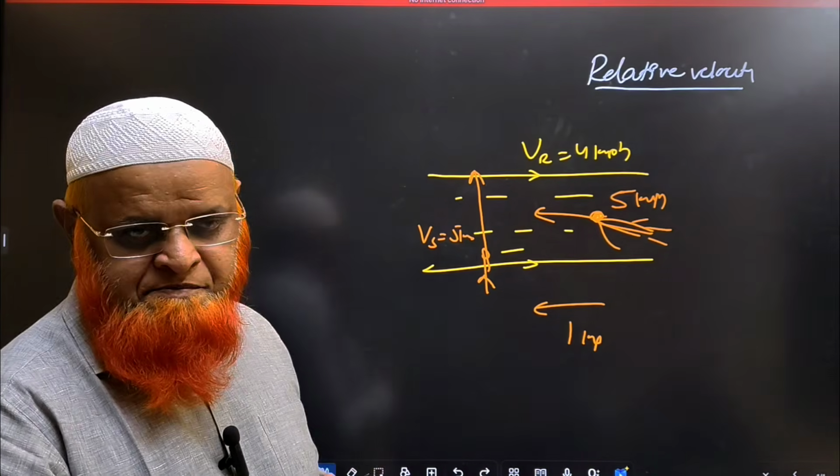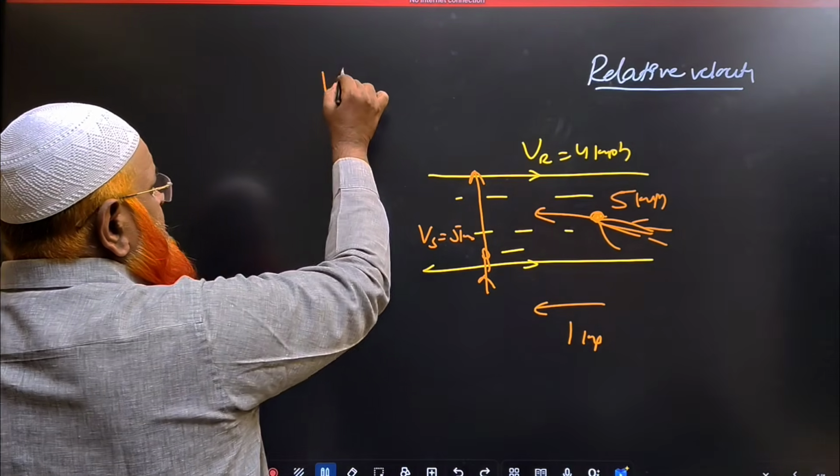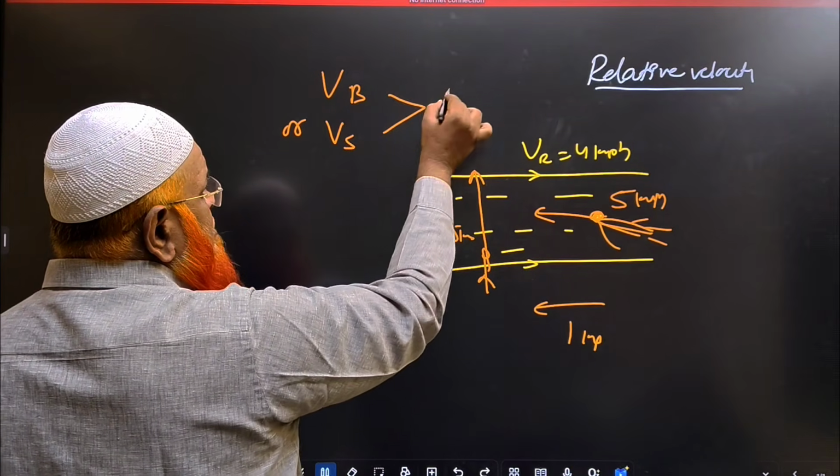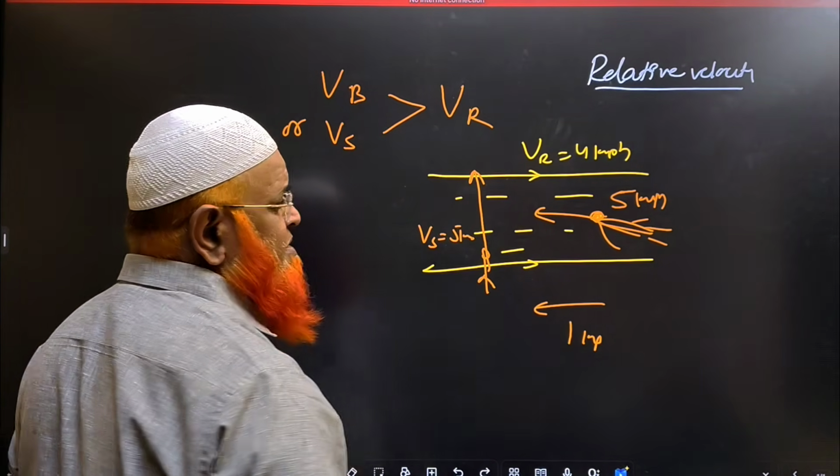So that will happen here. So what is the condition here now? The velocity of a boat or velocity of a swimmer should always be greater than the velocity of the river. You just remember.